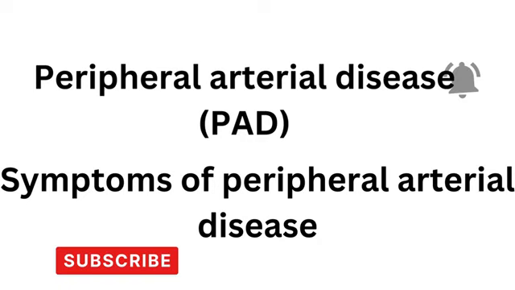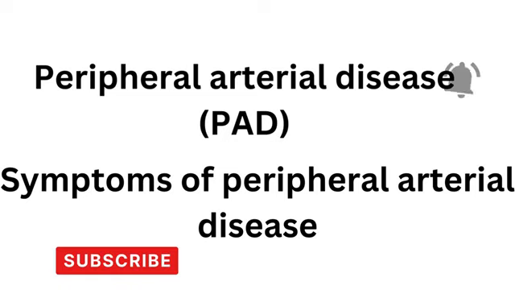Peripheral arterial disease, or PAD. Contents: Overview. Diagnosis. Treatment. Peripheral arterial disease, or PAD, is a common condition where a buildup of fatty deposits in the arteries restricts blood supply to leg muscles. It's also known as peripheral vascular disease, or PVD.